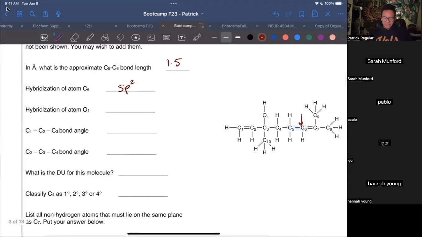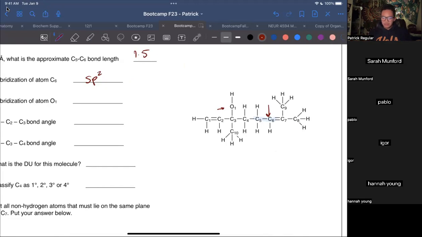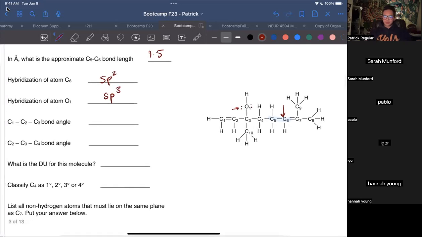Okay. Hybridization of oxygen 1. Well, you might think, hey, 2 electron groups, it would be sp. Don't forget you have lone pairs. So there's 4 electron groups. That would be sp3. There you go.